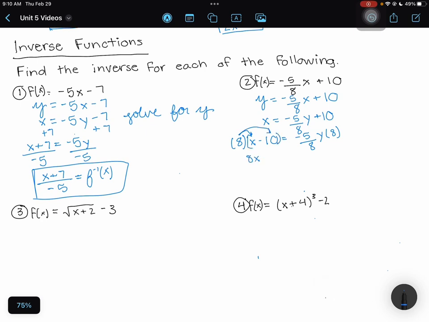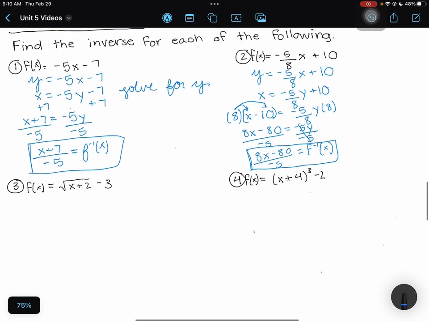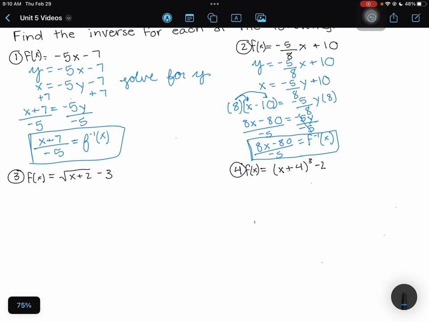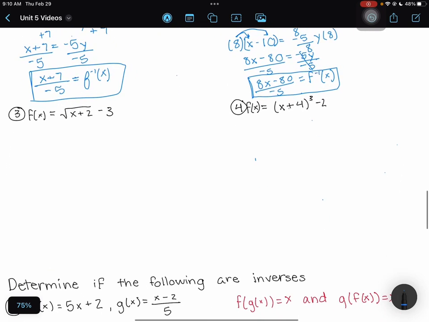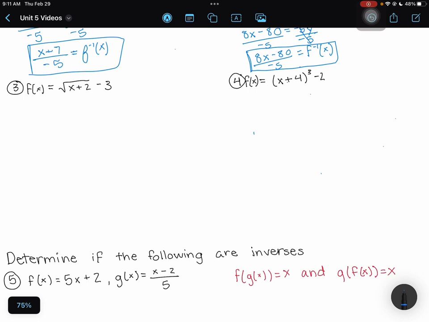So that gives me 8x minus 80 equals -5y. And then again, I'm going to divide everything by -5. And then since that cancels out here, and I know I just have y left, I'm going to write my inverse notation. Okay, so that's what it can look like with a linear expression or one that's just a line when we graph it. But looking at maybe a quadratic or a cube, we're going to follow the same process.